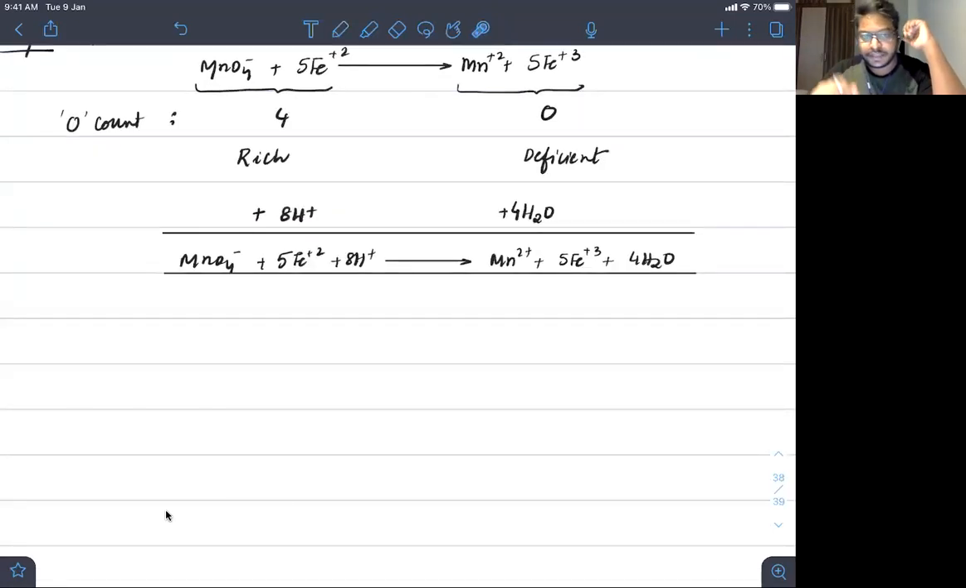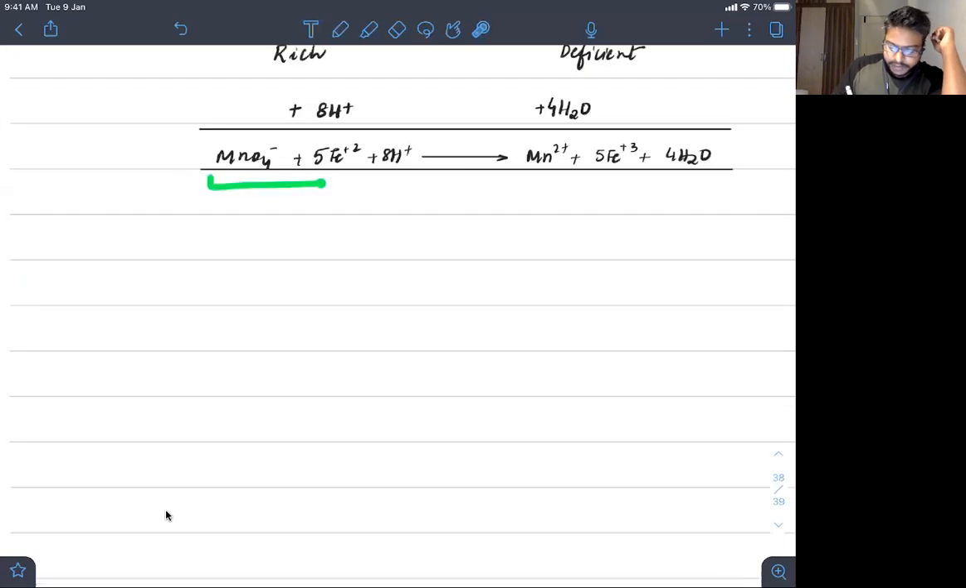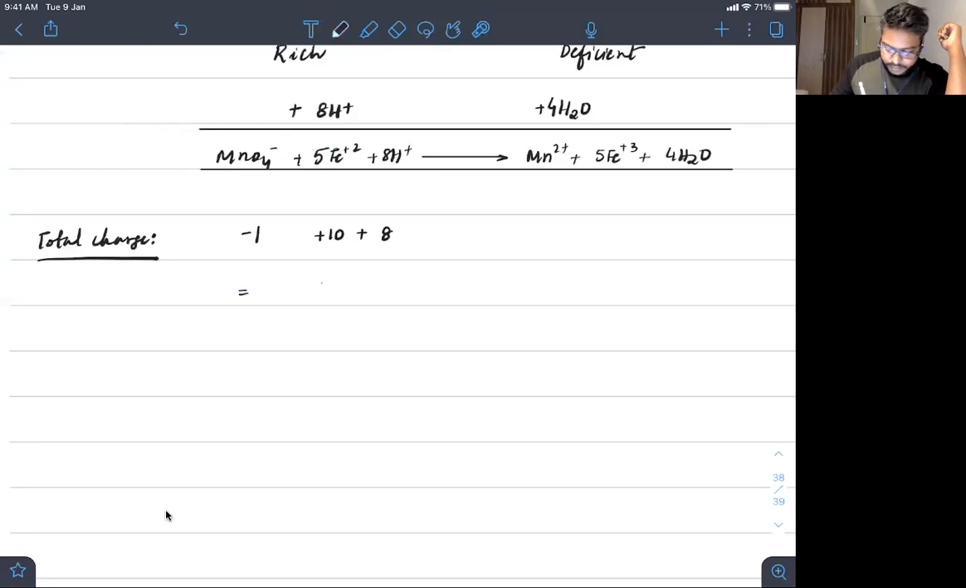How will we identify whether this is redox or not? See, you can always check the total charge on the left hand side and on the right hand side. So you see, total charge always has to be balanced. So total charge, if you look at it, this is overall giving -1 charge. 1 iron is +2, and here there are 5 of them, so +10. And there is 8H plus, so 8. So therefore we will have total charge of +17.